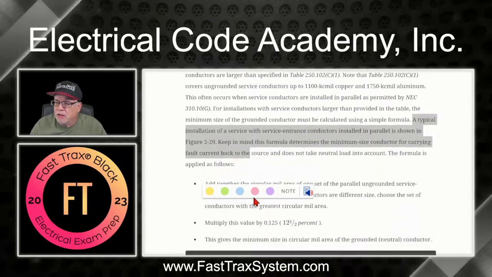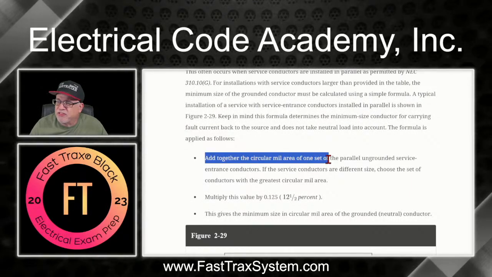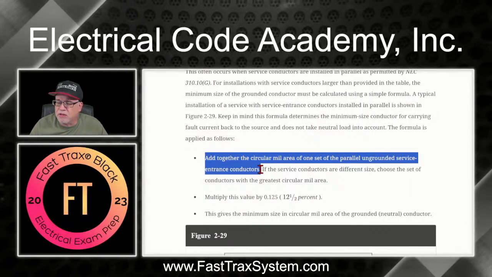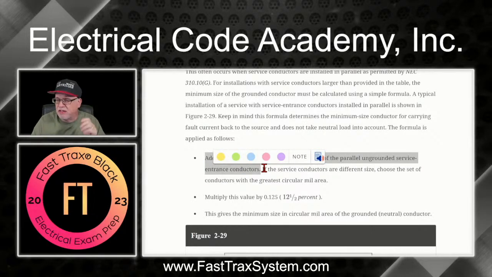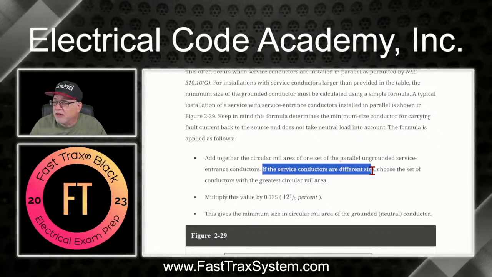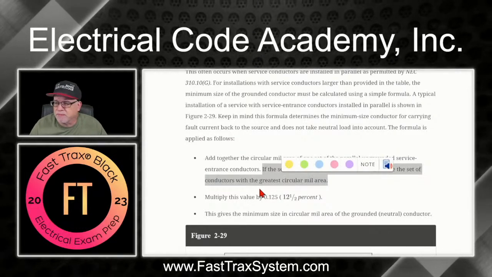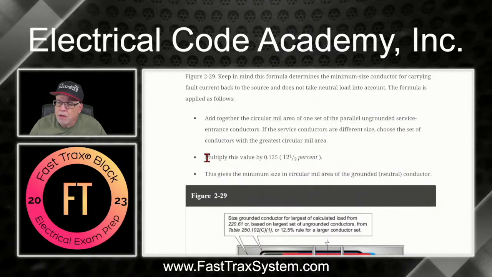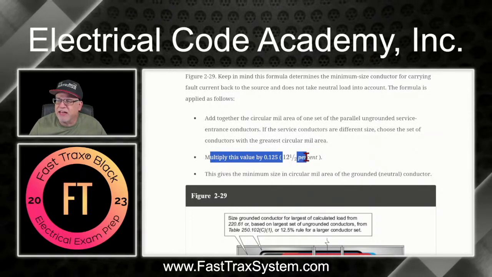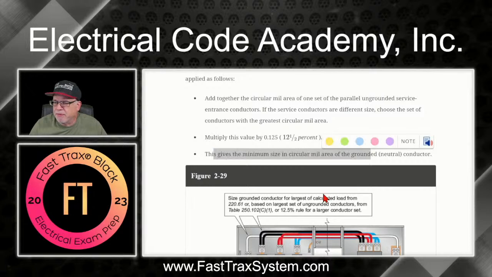All right. So what are you doing here? You're adding together the circular mill area of one set of the parallel ungrounded conductors. Now one set means all of the A's, the B's, the C's, whatever you might have. If the service conductors are a different size, choose the set of conductors with the greatest circular mill, the larger. Now, multiply the value by 12.5%, and this gives you the minimum size in circular mills for the application.